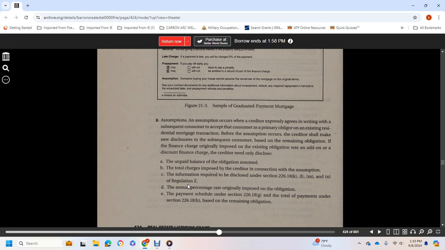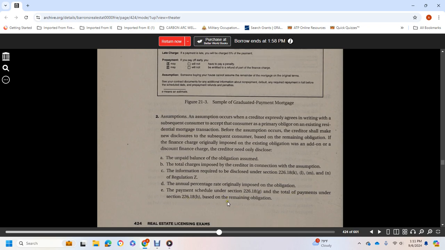Assumption: an assumption occurs when the creditor agrees in writing with a subsequent consumer to accept that consumer as a primary obligor on an existing residential mortgage transaction. For an assumption, the creditor shall make new disclosures to the subsequent consumer, based on the remaining obligation. If the finance charge originally imposed on the existing obligation was add-on or discount, the creditor need only disclose the unpaid obligation assumed and the total charges imposed by the creditor in connection with the assumption. Information required for disclosure under Section 226.18 K, L, M, and N of Regulation Z includes the annual percentage rate originally imposed on the obligation, the payment schedule under Section 226.18 G, and total payments under Section 226.18 H for the remaining obligation.